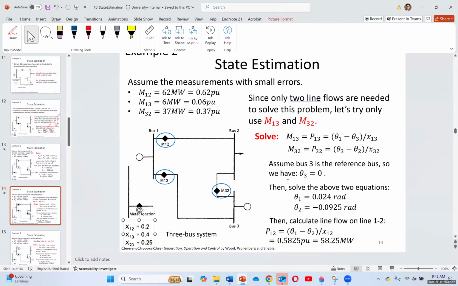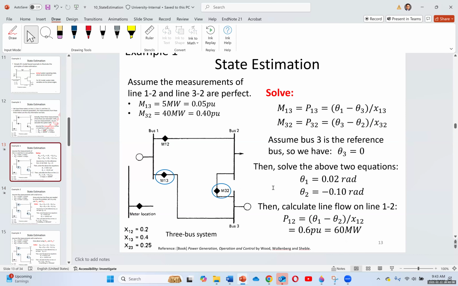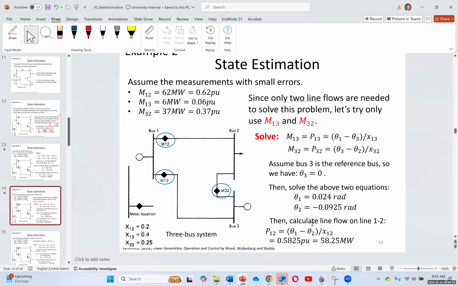Solving these equations, theta 1 gives us 0.024 radians, and theta 2 gives us 0.0925. So you can see there's a slight difference between the ideal situation and one with a small error. Then we calculate the line flow on line 1, 2, and it gives us 58.25. And we see here that the calculated value is slightly different than the measured value. And this gives us actually the error.